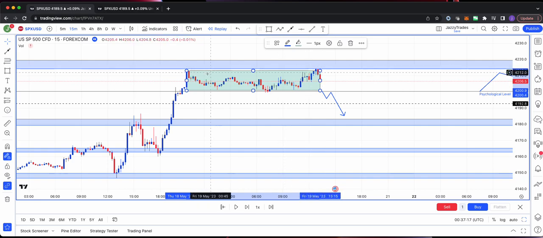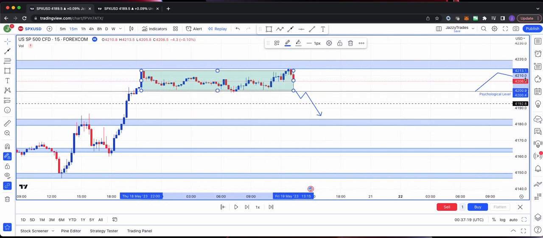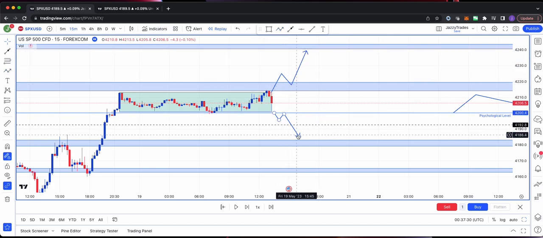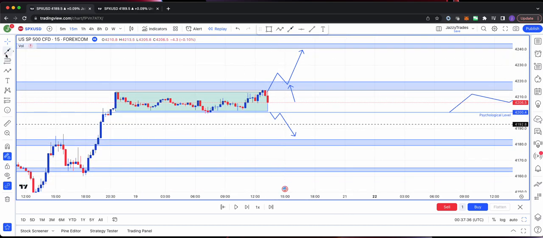So once we are consolidating in this box, only two things can happen. Either we're gonna break out above it, or we're gonna break out below it, and we take what? The retest. Both sides.